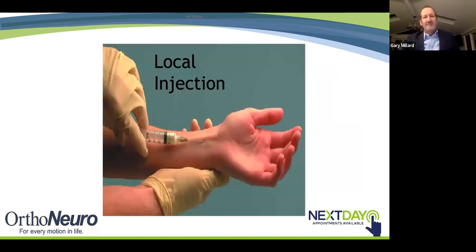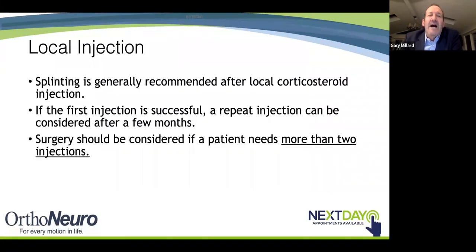So the next thing we look at, if just the splinting doesn't work, is doing an injection. And we do a steroid injection right into the carpal canal. And admittedly, it is not terribly comfortable. But the theory behind doing the injection is we put steroid right into the local area to try to decrease some inflammation around the nerve and the tendons around the nerve. That should help with patient's symptoms. Again, we usually suggest splinting after we do the steroids.